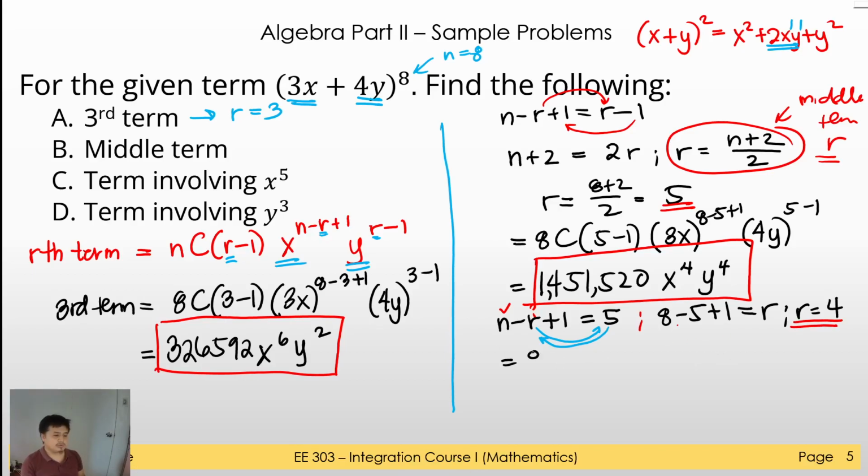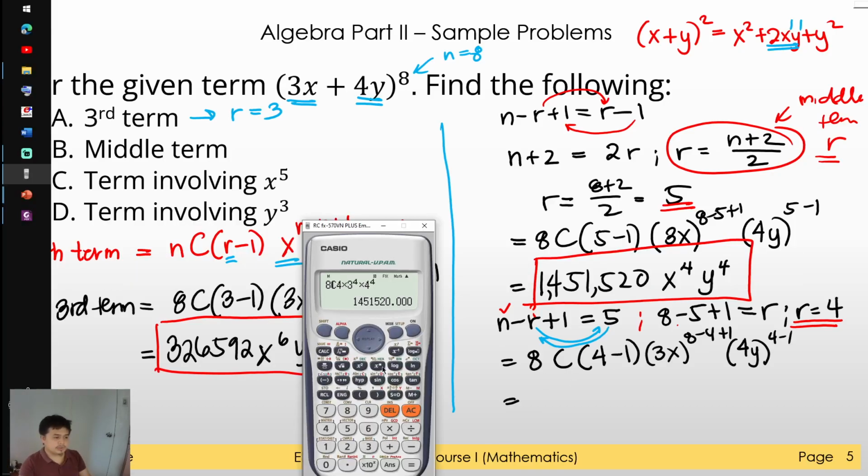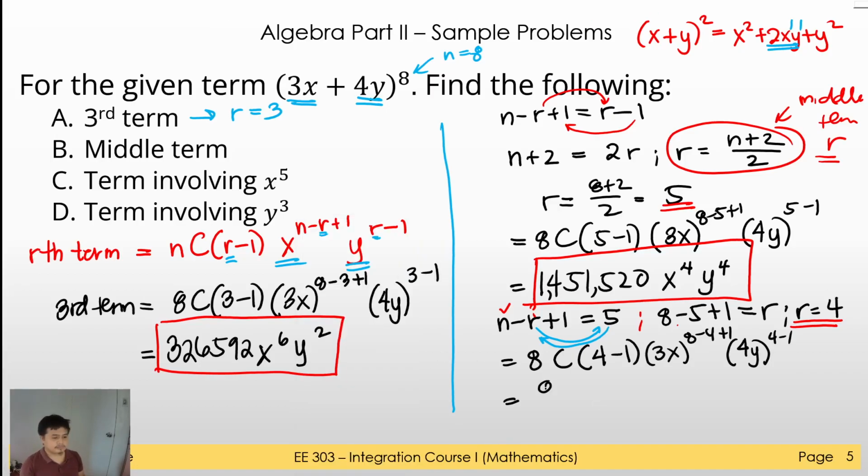Therefore, we can just solve this again. So 8C(4 minus 1), and then we have 3x raised to (8 minus 4 plus 1), and then 4y raised to (4 minus 1). Okay, so we have 8C3, times 3 raised to 5, and then times 4 raised to 3. Okay, so we have 870,912 x raised to the 5th power, y raised to 3.